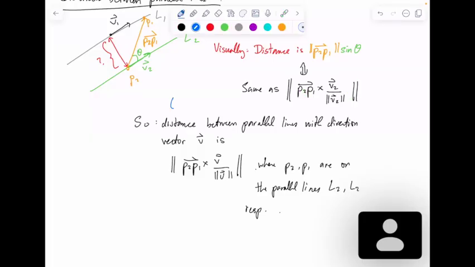Because I'm getting a lot of questions on this: remember, the magnitude of V cross W is the same thing as the magnitude of V times the magnitude of W times the sine of the angle between them. Okay, so this is stated for R3 in a sense, because you're using the cross product. But how would you adapt this for two parallel lines in R2?